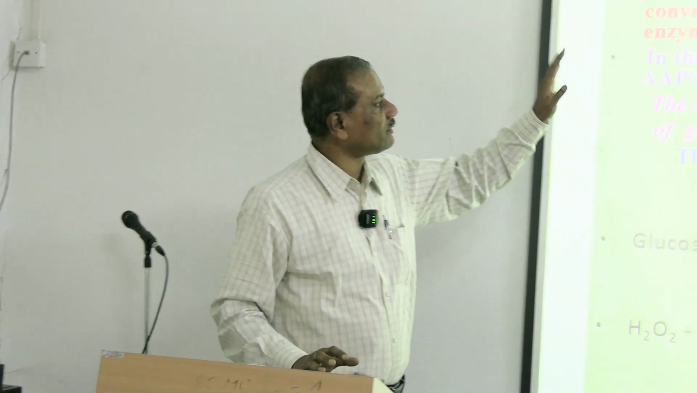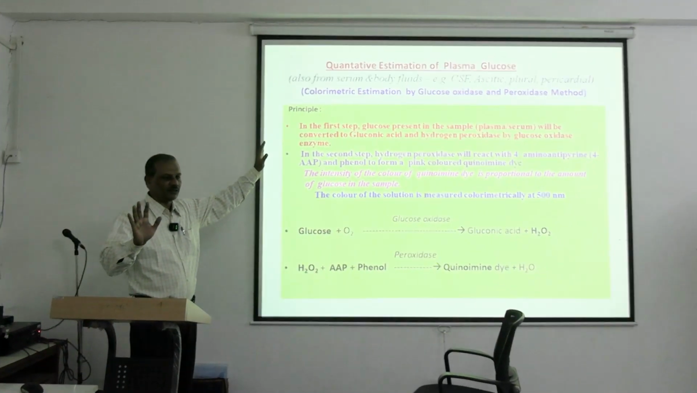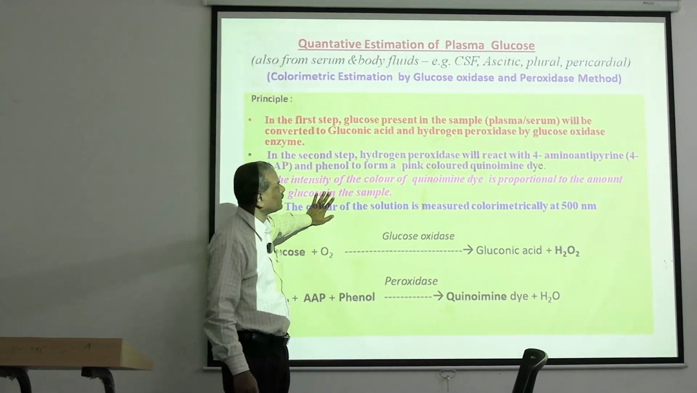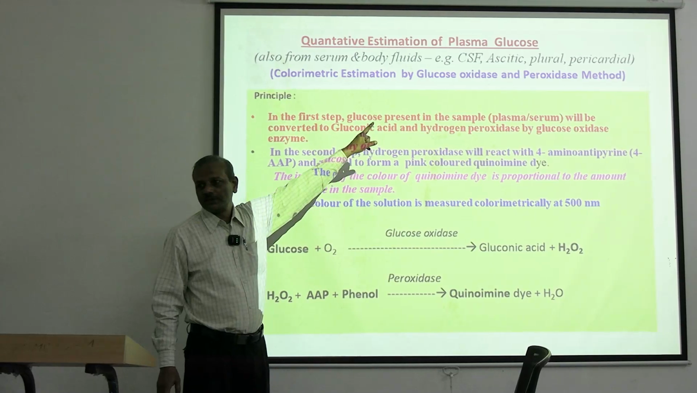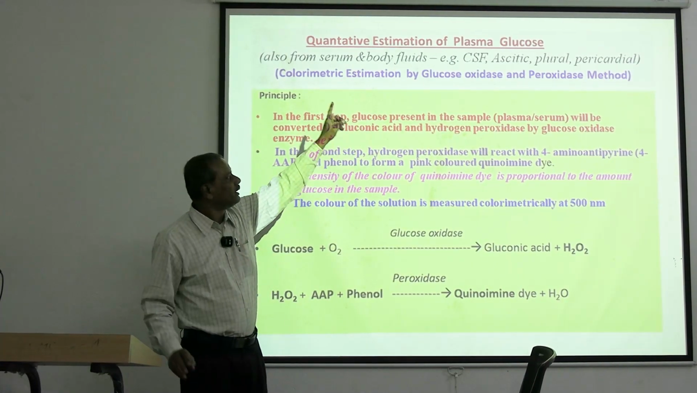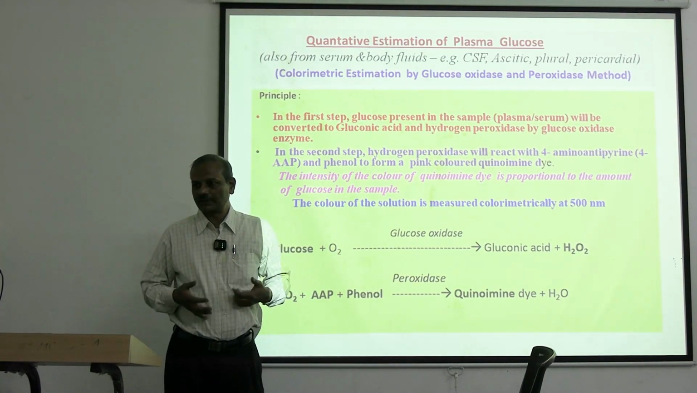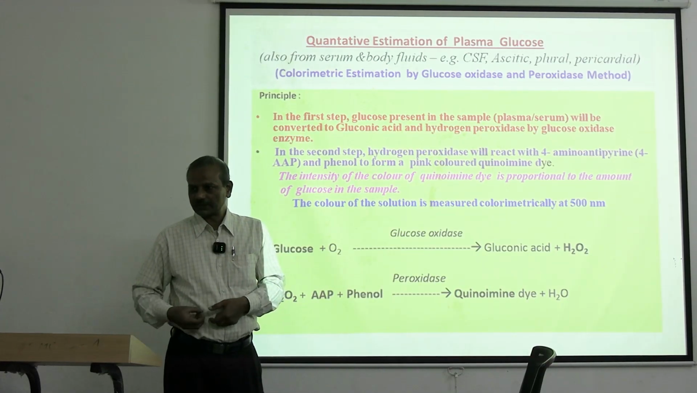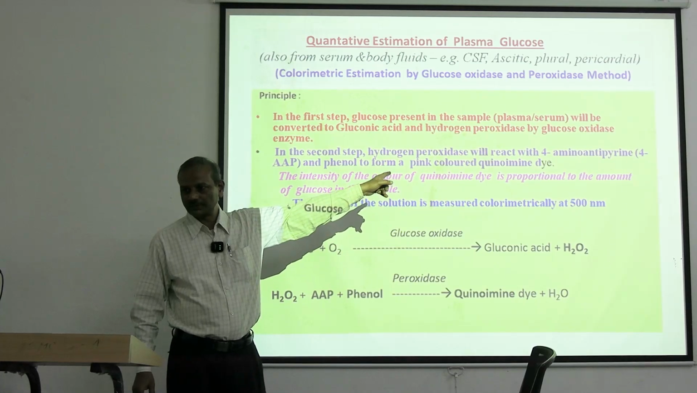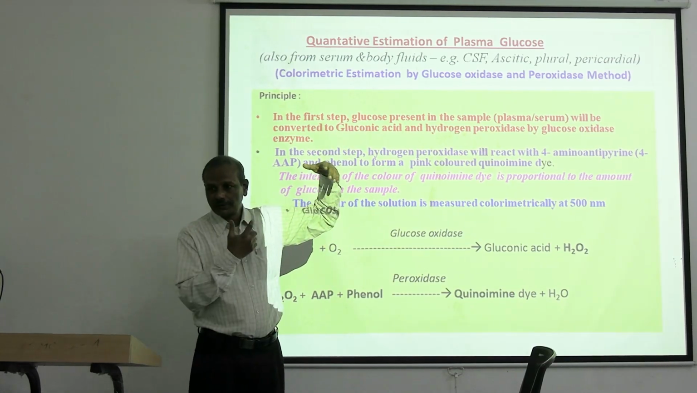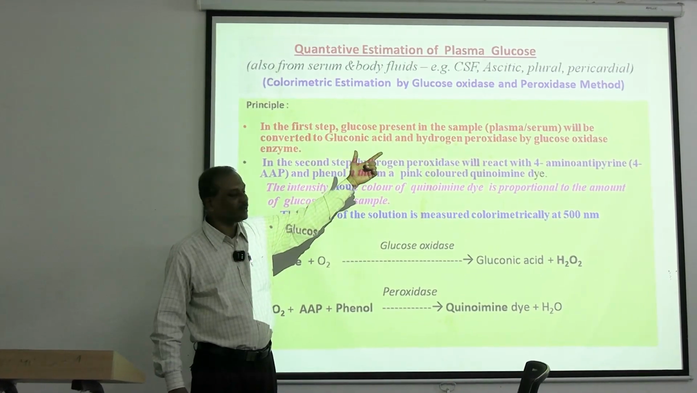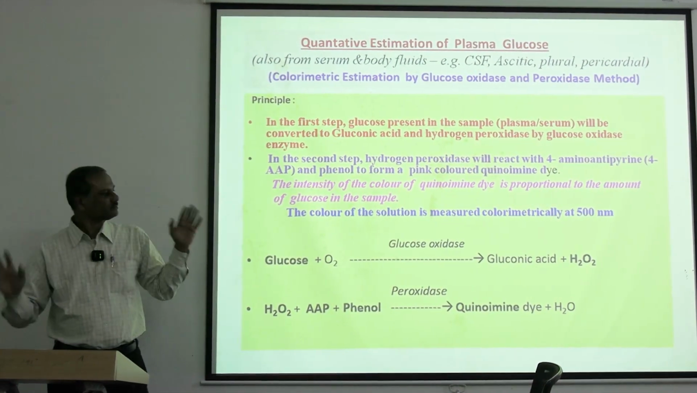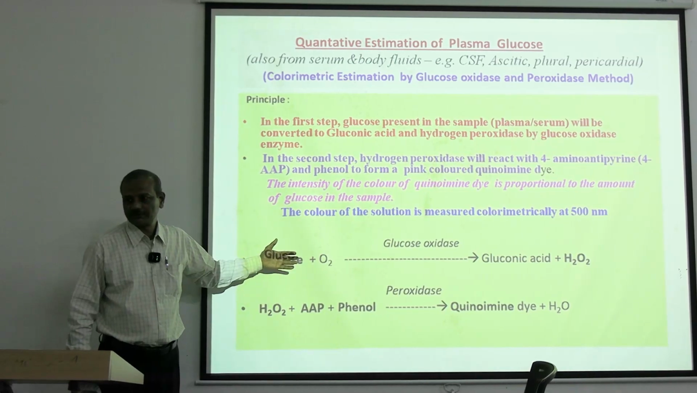So the purpose of taking plasma glucose is clear. Apart from plasma glucose, the same method can be applied for CSF. Cerebrospinal fluid also has glucose. Ascitic fluid, if there is accumulation of fluid within the peritoneal cavity, we also draw and send it for glucose estimation, or pleural fluid within the pleural cavity or in the pericardium. Glucose is present because body fluids contain glucose. So the method remains the same.